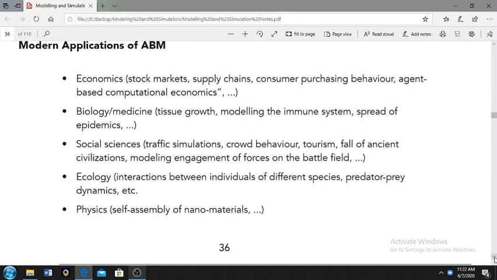You can use it in biology and medicine: tissue growth, modeling the immune system, spread of epidemics. Yeah, the spread of epidemics is what we are going to simulate in our lab. You can use that in social science also: traffic situation simulation, crowd simulation, terrorism. AB can also be used in ecology and physics.